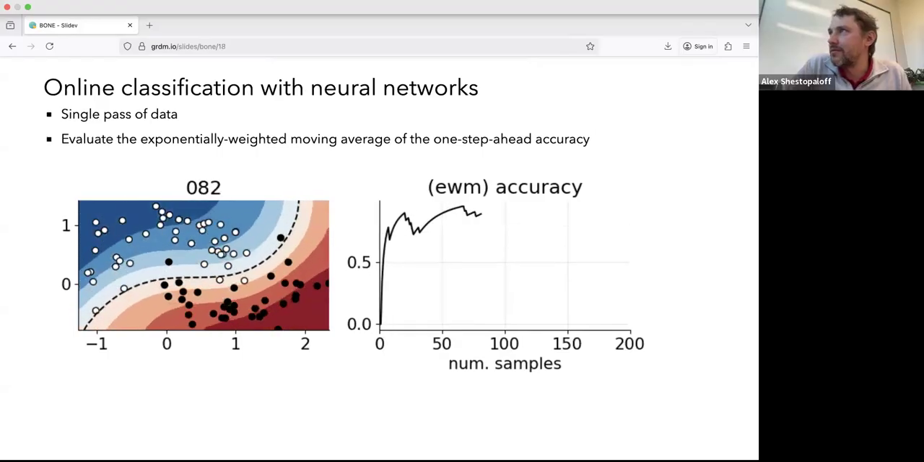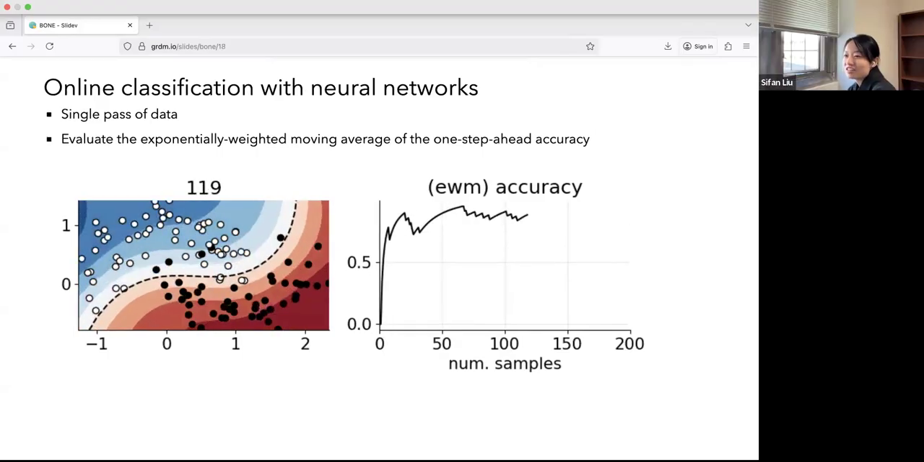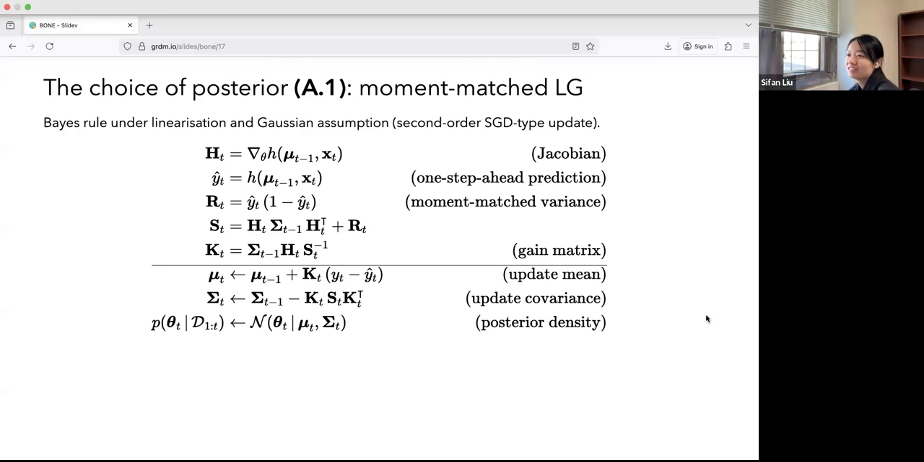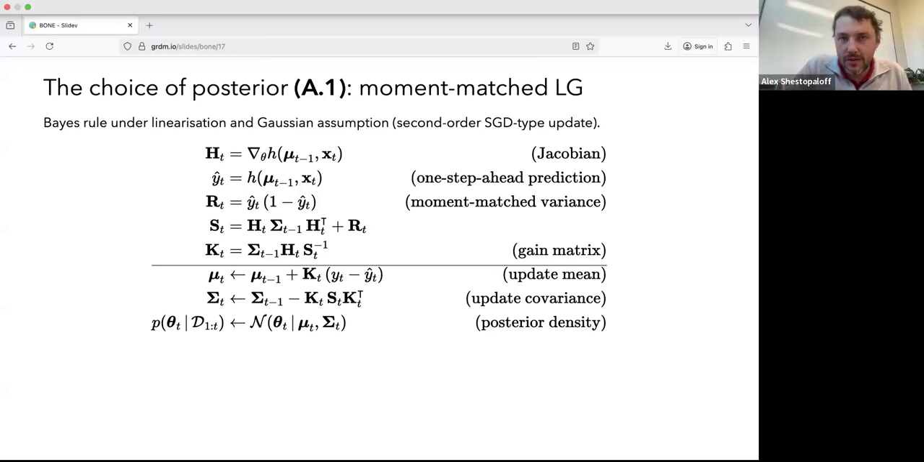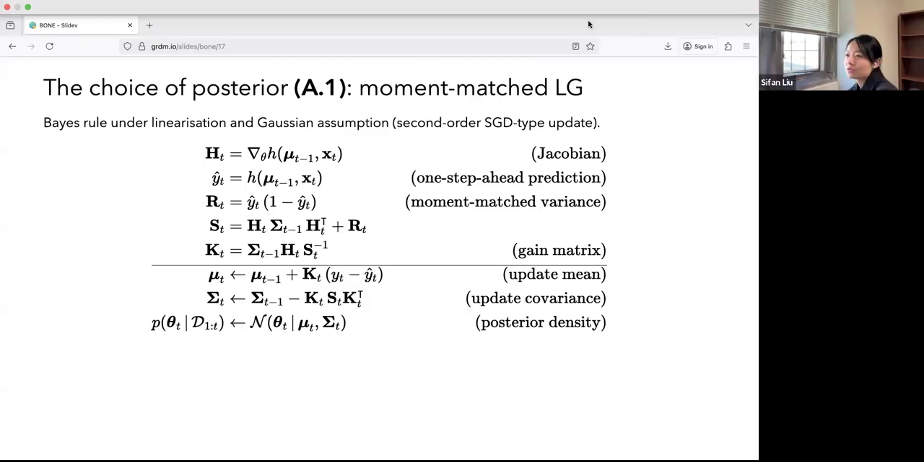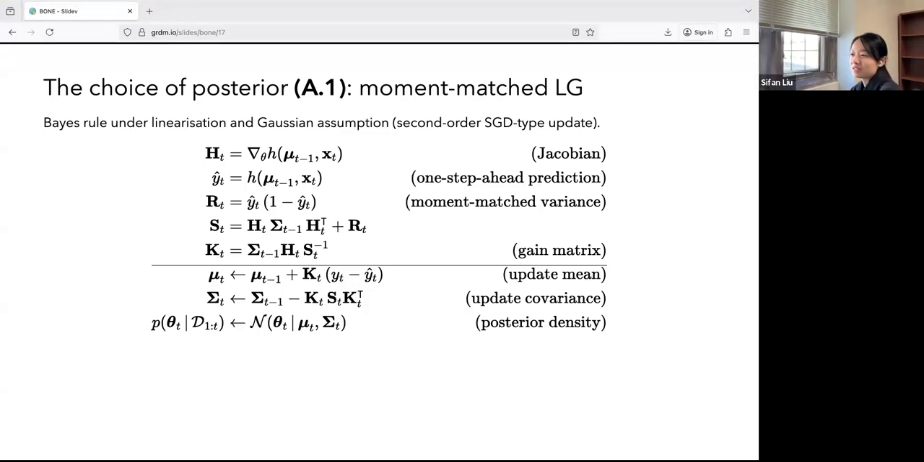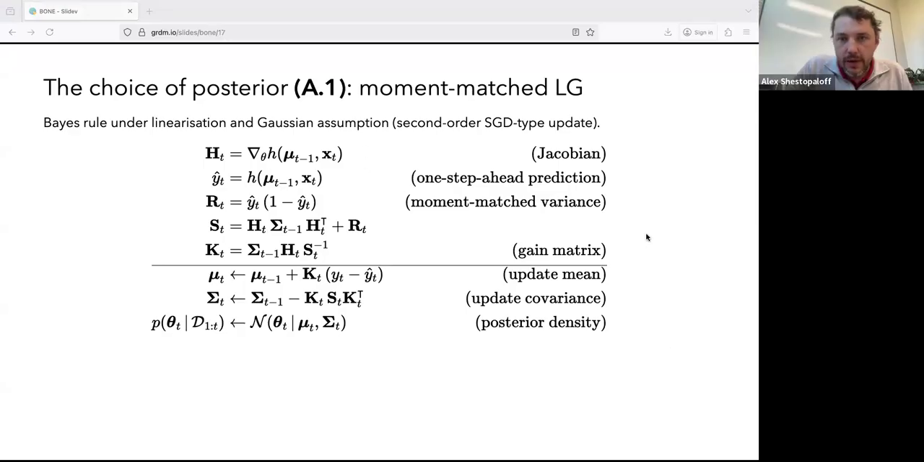Of course. Clarifying question. How are you also training the neural network online? This is still training the neural network online. Exactly. Yeah. Okay, so every step you train the neural network first, and then you update the posterior. Every step you update the posterior basically using this, right? So one data point comes in, you update the posterior.